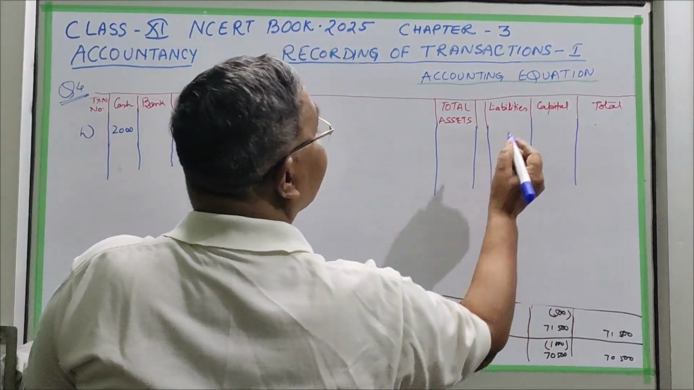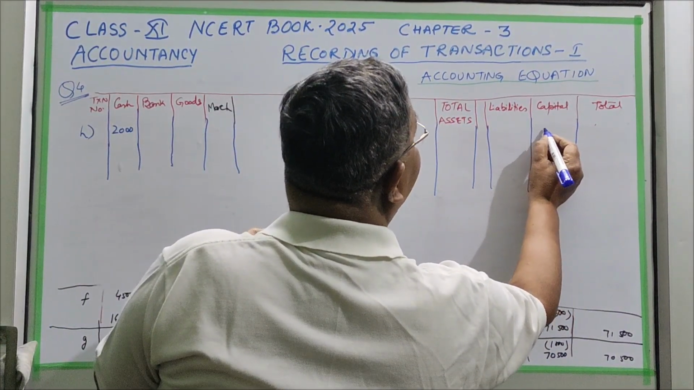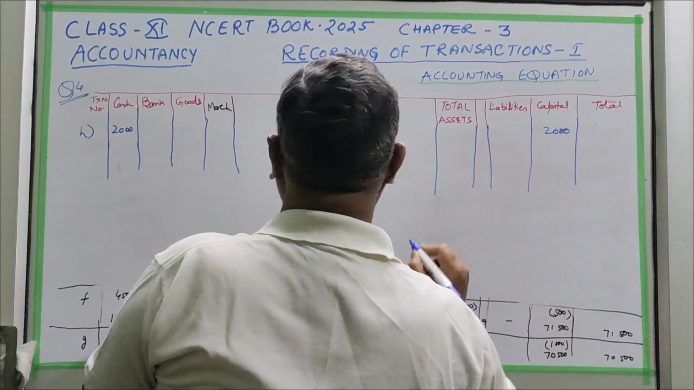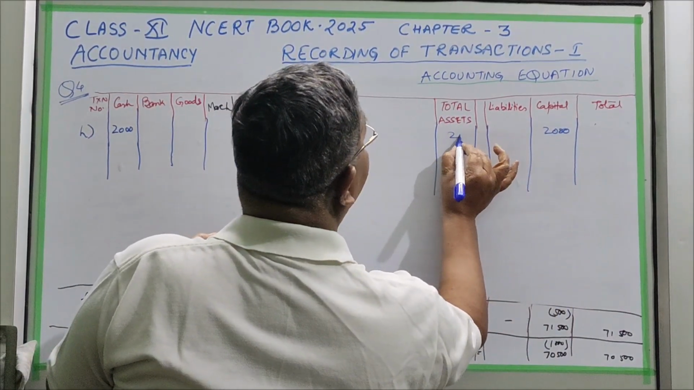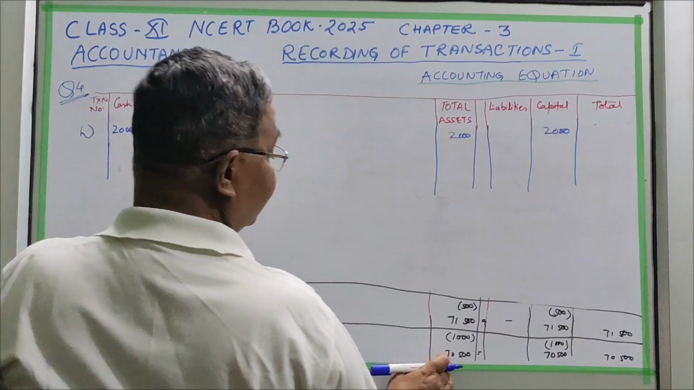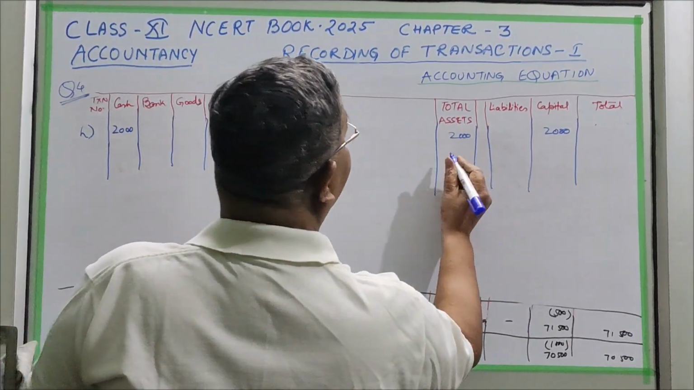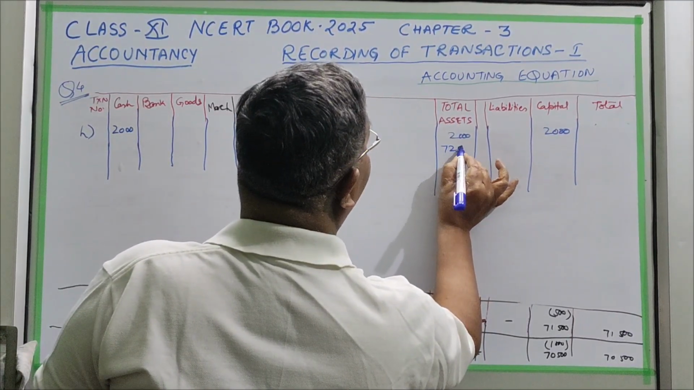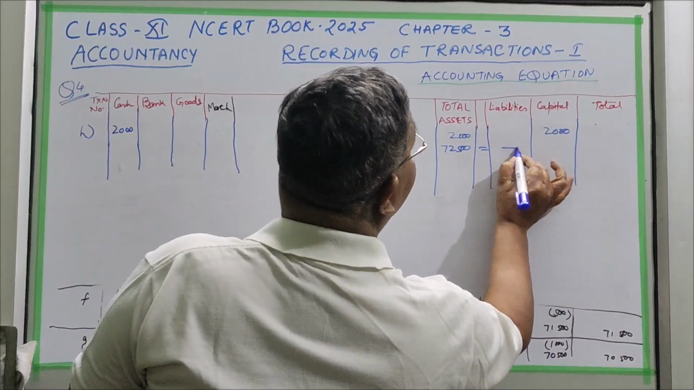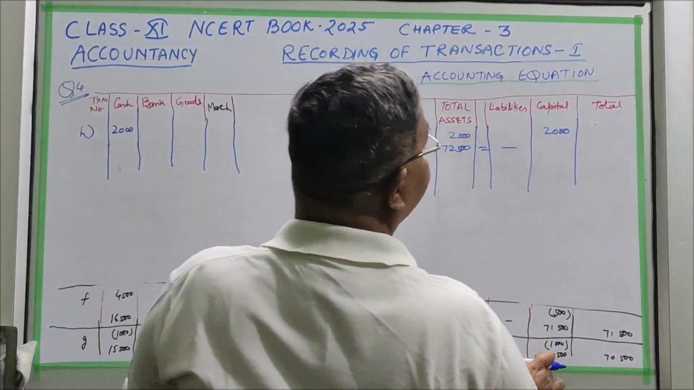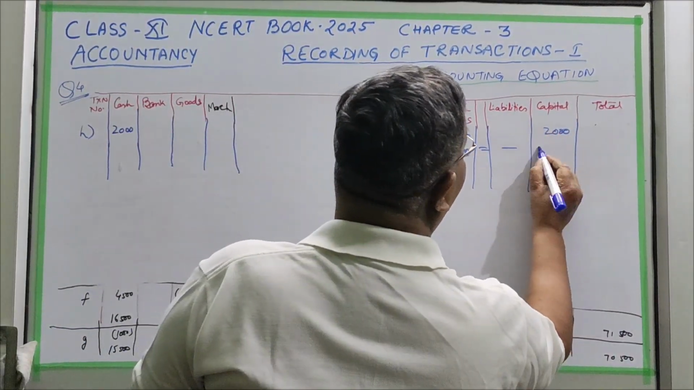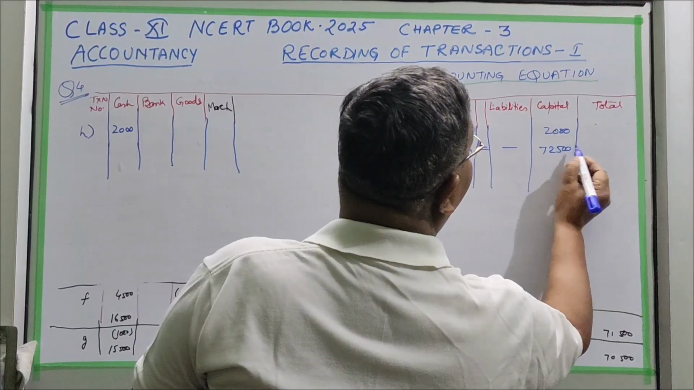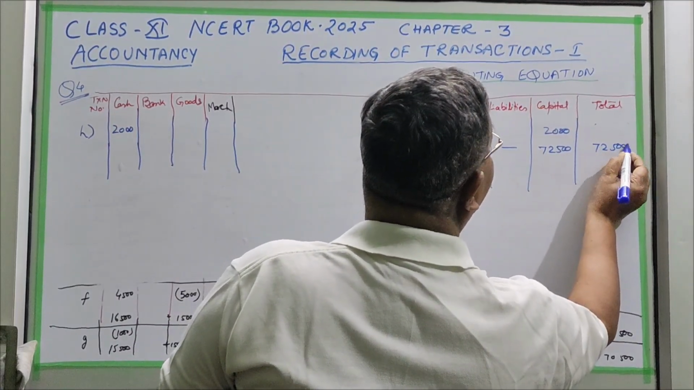Okay, and what will it be on the capital side? It will increase by 2,000 rupees, and asset also increases by 2,000 rupees. So what will be the asset total? It was 70,500. Now it will become 72,500. Liability nothing was there. 70,500 will increase to 72,500 and 72,500 this side.